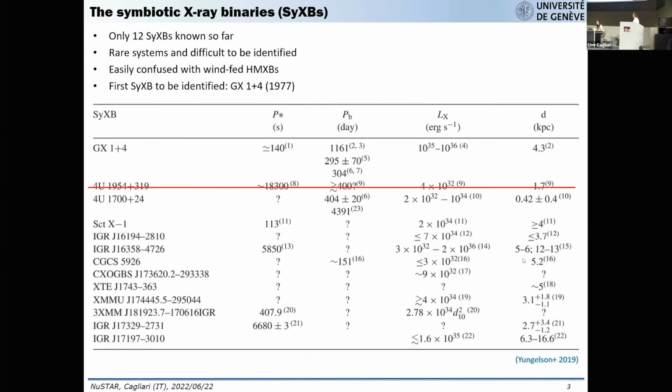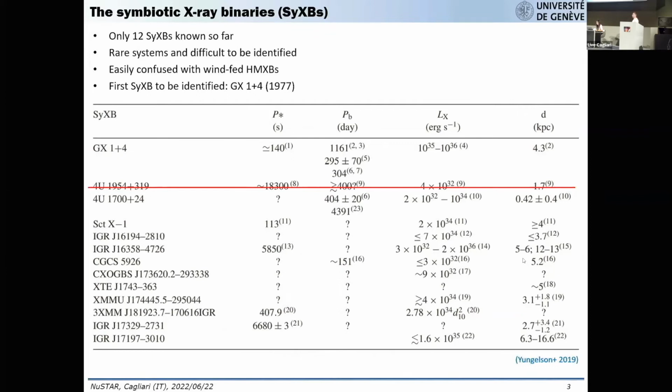As I said, these are rare systems. The first of them were discovered in the 70s. So you see in this table summarized all the systems we know so far in so many years. We end up with only 12 objects so far, listed on the left.